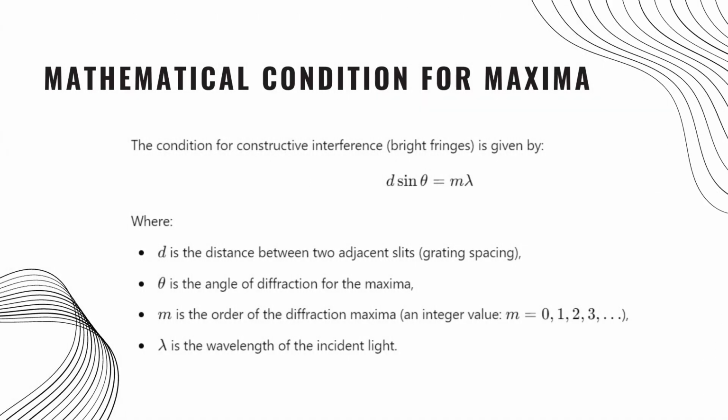The condition for constructive interference, bright fringes, is given by this expression, where d is the distance between adjacent slits, grating spacing, and theta is the angle of diffraction.